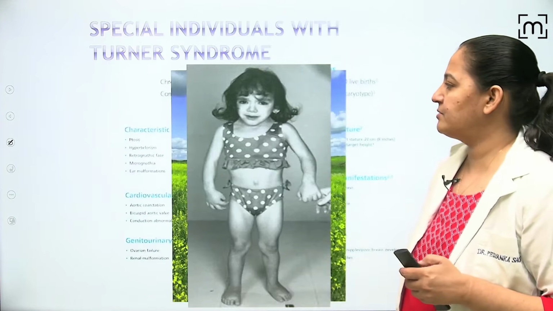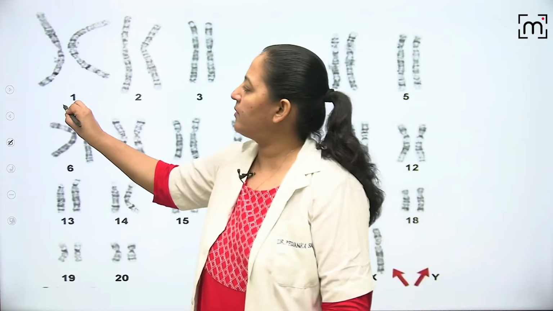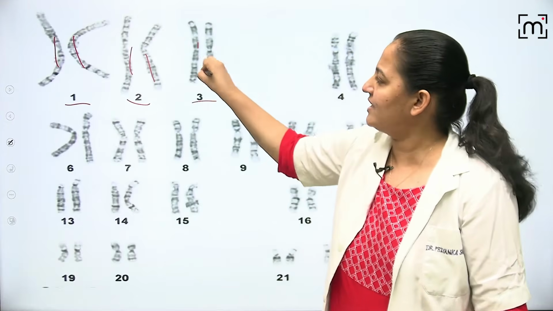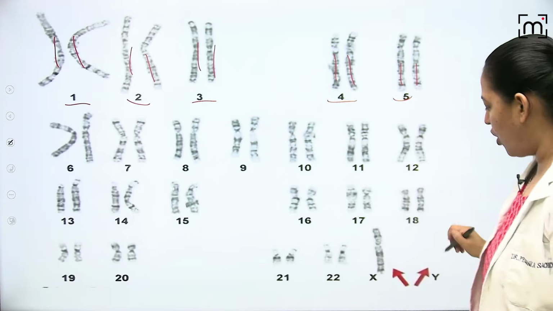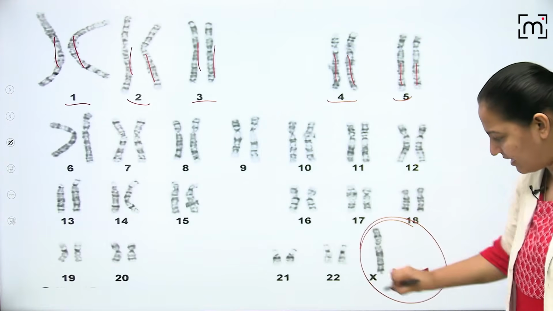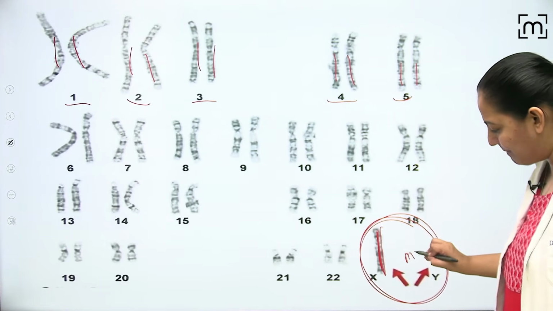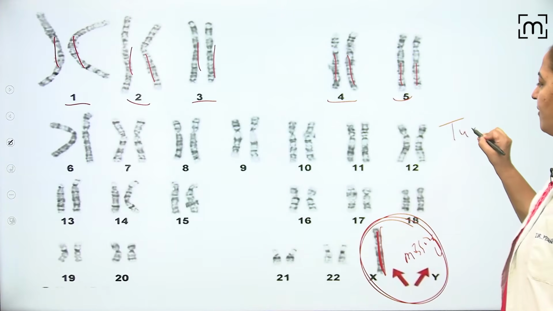And what are the symptoms? You can see the karyotype. Chromosome number 1 is normal, it is present in pair. 2 is normal, present in pair. 3 is normal, present in pair. 4 is in pair. So everything is normal except the last one. In the last, only one X is present, the other X is missing. So this is the karyotype of Turner.